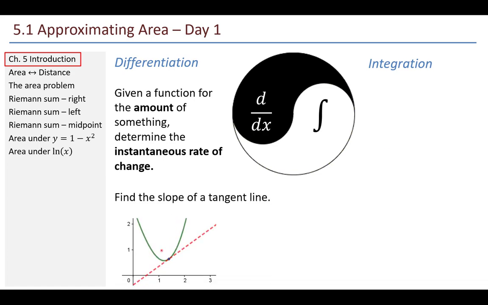Given the graph of a function and a point on that graph, how do I find the slope of a tangent line? So the word problem for differentiation turns into a geometric problem.